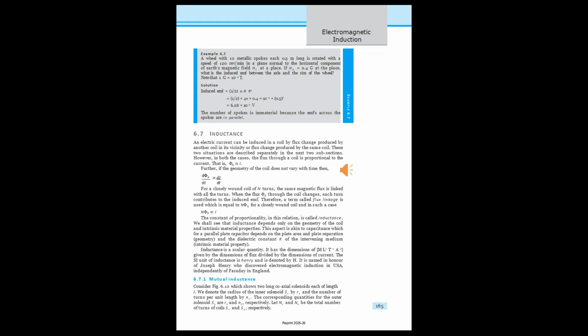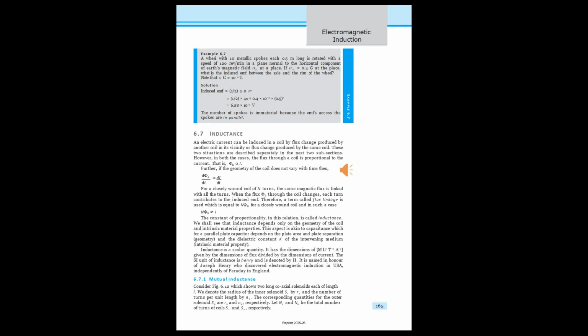This aspect is akin to capacitance, which for a parallel plate capacitor depends on the plate area and plate separation, geometry, and the dielectric constant K of the intervening medium, an intrinsic material property. Inductance is a scalar quantity. It has the dimensions of M L squared T to the power minus 2 A to the power minus 2, given by the dimensions of flux divided by the dimensions of current. The SI unit of inductance is Henry and is denoted by H. It is named in honor of Joseph Henry, who discovered electromagnetic induction in USA, independently of Faraday in England.